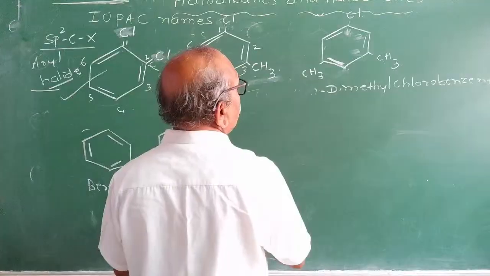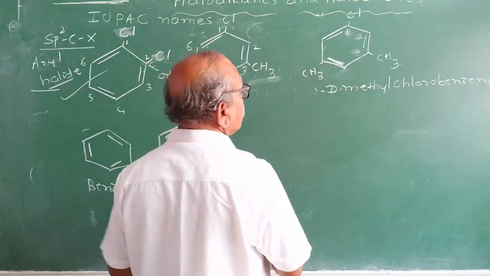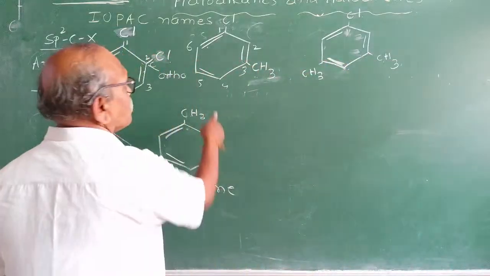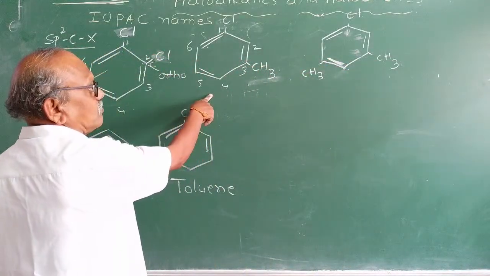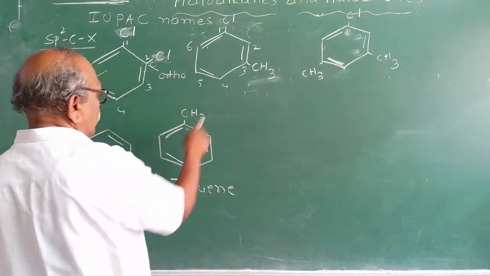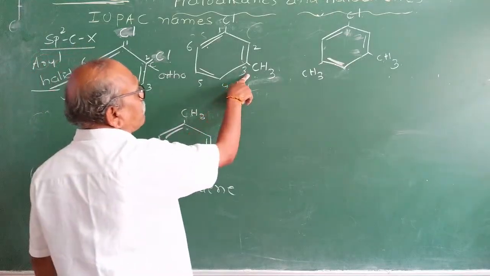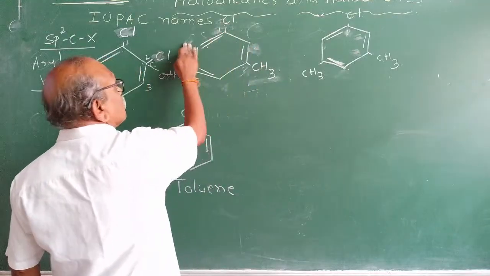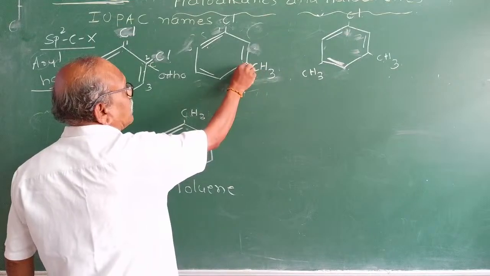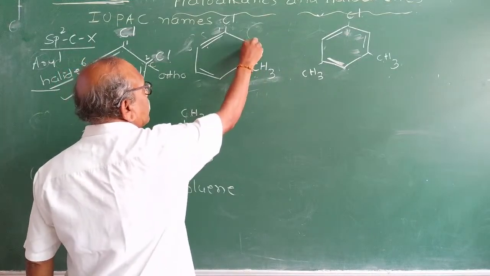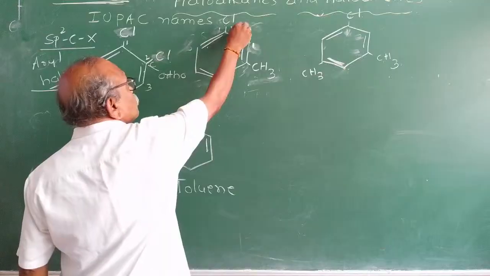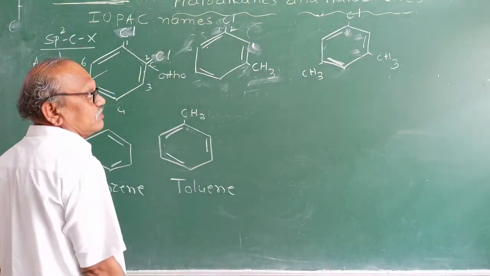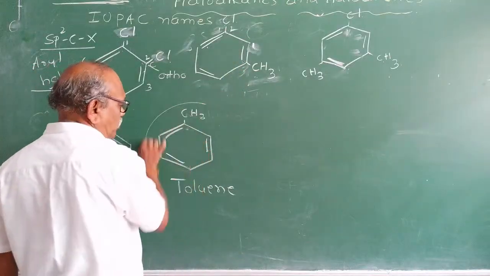Our IUPAC name will be... now, I think we are naming this one, isn't it? When this is toluene, what is the common name of it? If you consider it as toluene, how do you name this now? It is toluene. Then you have to start numbering from here, 1, 2. IUPAC name, we will write it. Its basic name will be toluene only.